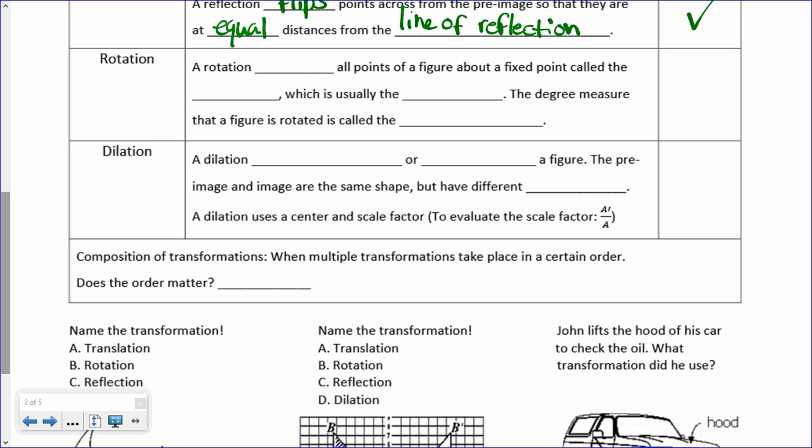All right, a rotation, what's another word? Turn. A rotation turns all points of a figure around a fixed point, which is called the center. Now, the center could be a lot of different places. You could really pick any point that you want to be the center, but it gets more complicated the more complex your center is. So for our purposes, we're just going to use the origin. You know what the origin is, right? Yeah, 0, 0. So in this class, we're going to be rotating around the point 0, 0. The degree measure that they're asking you to rotate is called the magnitude.